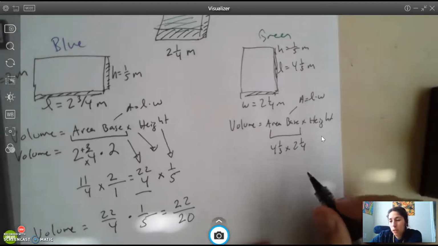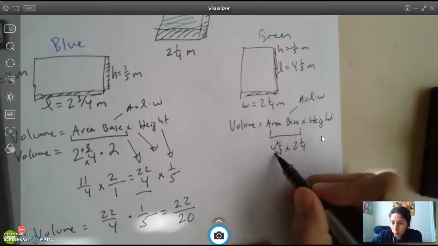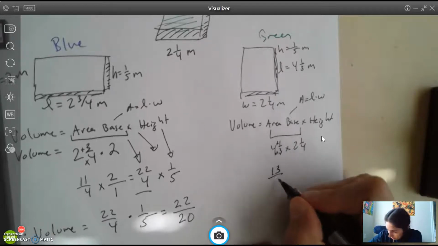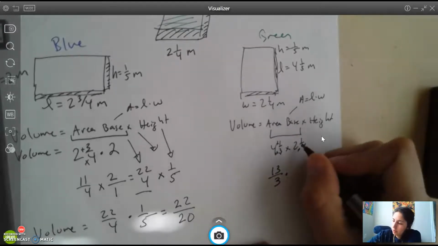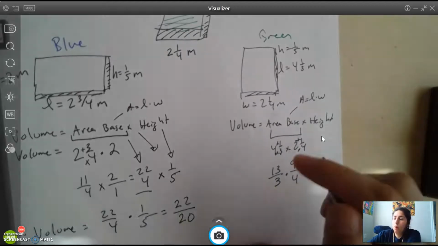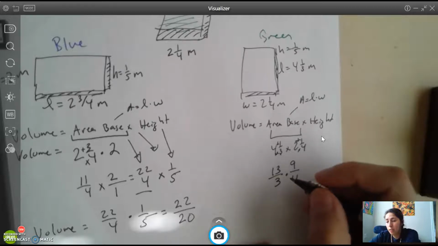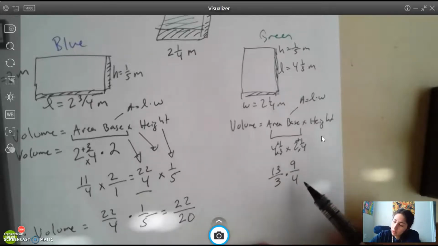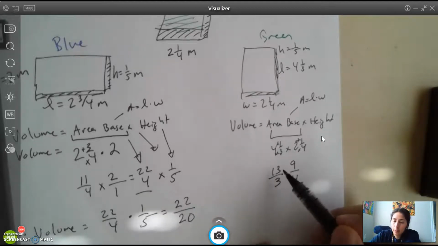To multiply these two numbers, I'm going to turn them into improper fractions. 3 times 4 equals 12, plus 1, 13 over 3, times 2 times 4 equals 8, plus 1, 9 over 4. All right, before I multiply this, these are kind of big numbers here with the 13 and the 9, so I would definitely suggest cross simplifying. Let's see. 13 and 4, 4, 8, 12. 13 is not a multiple of 4 or 2, so it's not going to work out.